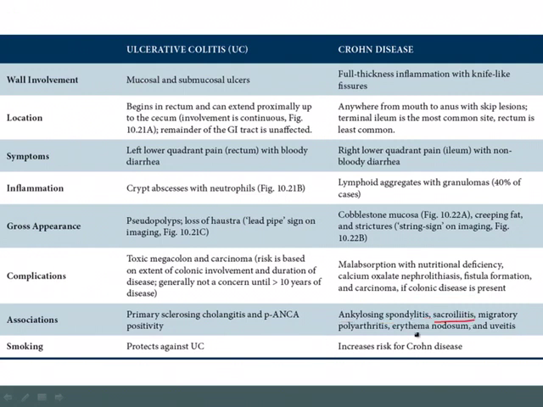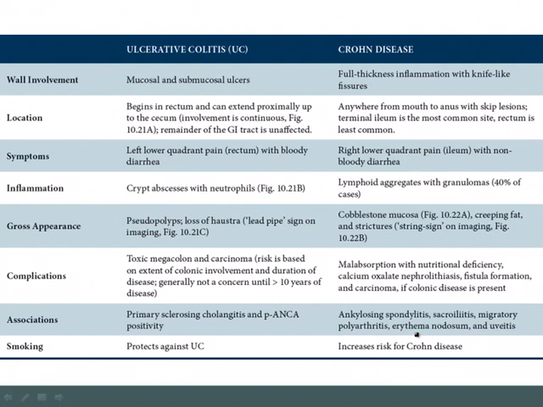Sacroiliitis, which you'll also hear about there. You can get a migratory polyarthritis, where you get inflammation of joints, and it involves multiple joints and can move from joint to joint to joint. Erythema nodosum, which is a skin lesion, and uveitis, which would result in visual disturbances. And so these are some of the associations to merely be familiar with.